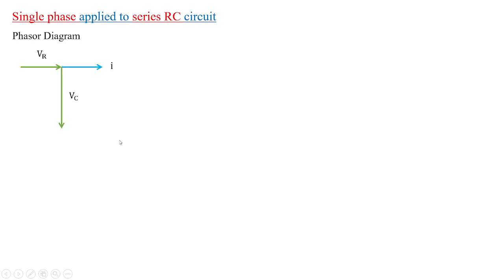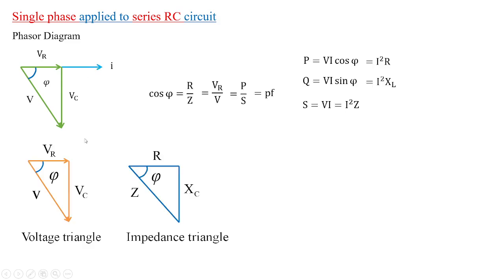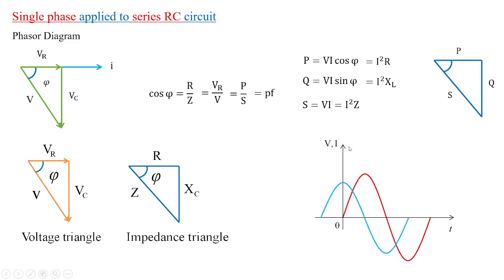Now look into the phasor diagrams. Unlike the RL circuit, you can see that the RC circuit has an impedance triangle and a voltage triangle, which is in this form, and the values of real power, reactive power, and apparent power are given by the same relations, and the power triangle. In the voltage and current relations, you can see that the current leads the voltage by 90 degrees for the RC circuit.